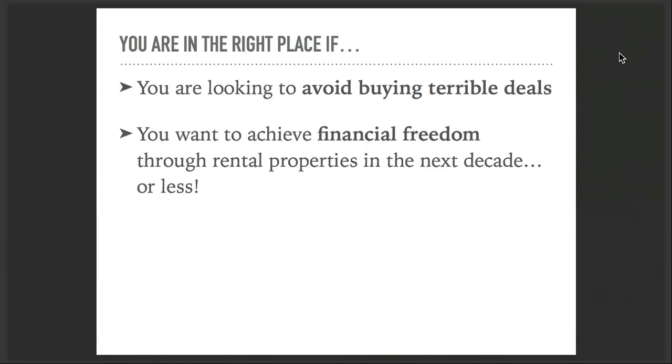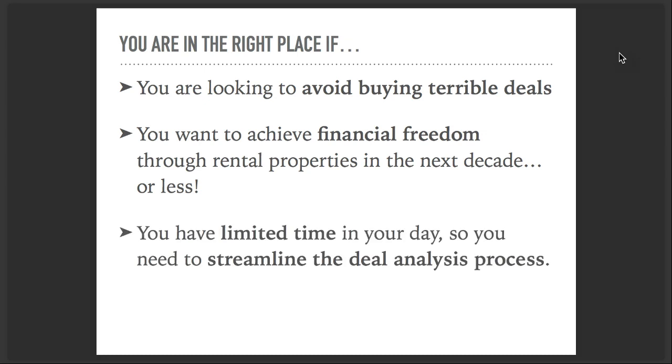Secondly, if you want to achieve financial freedom through rental properties in the next decade or less, it doesn't take 40 years of rental property investing to achieve success. If you're looking to get out of the rat race eventually, maybe in the next decade, maybe the next 5 years, you guys will enjoy this a lot.